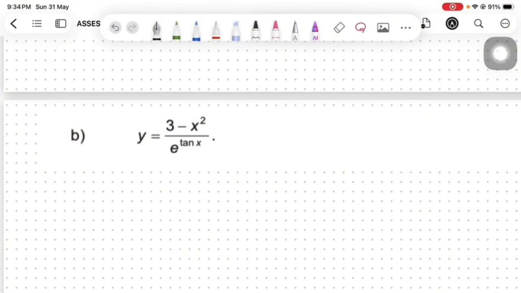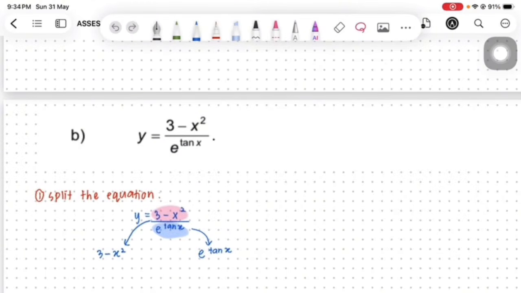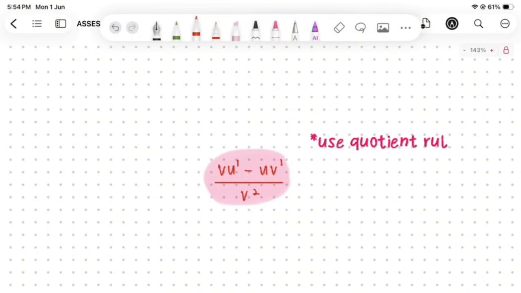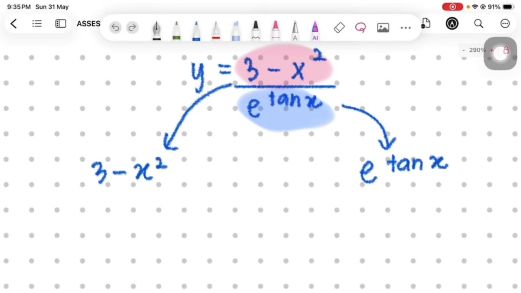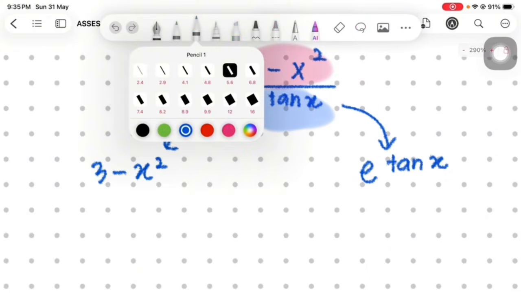Moving on to question B. We want to find the derivative for the fraction function y equals 3 minus x squared divided by e to the tan x. Step 1. Identify the rules and split the equation. Because the function is written as a fraction, we must use the quotient rule, which is vu prime minus uv prime divided by v squared. Let's identify our numerator u and denominator v and find the derivative.